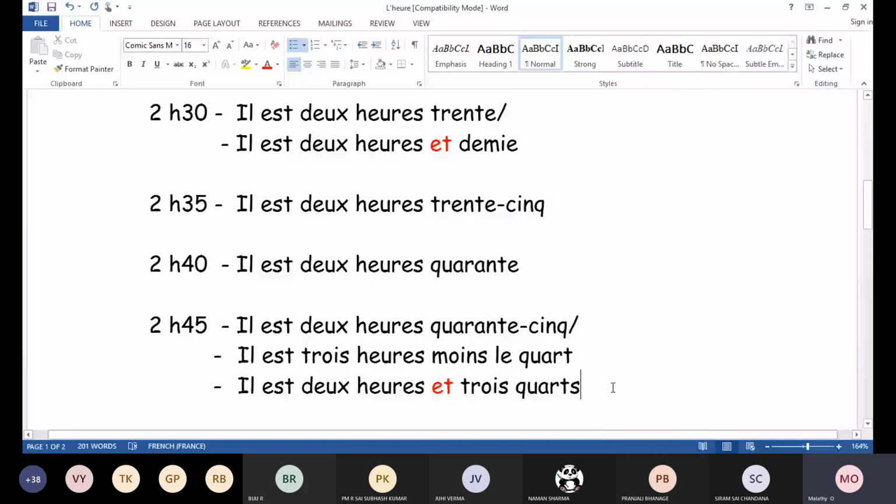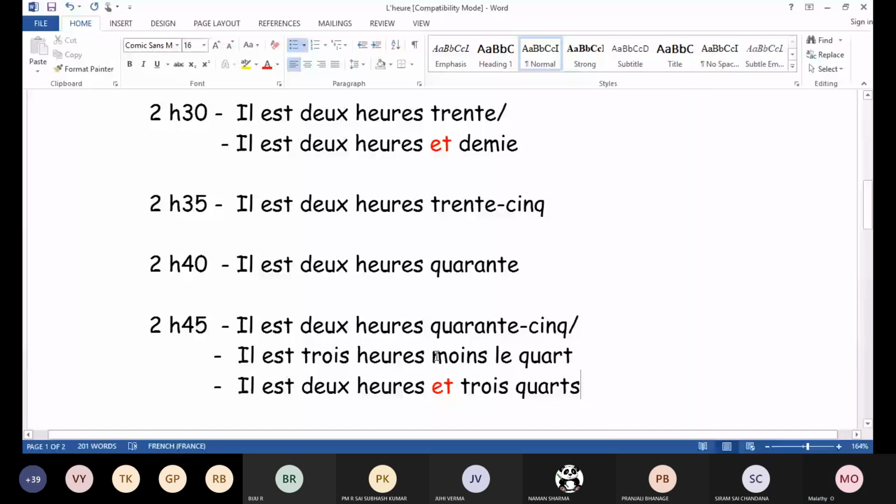So here 2:45 is expressed as il est deux heures et trois quarts, 2 hours and 3/4. The other ways are simply saying it as 45, il est 2h45, or il est 3h moins le quart. Like you say quarter to 3, here you say it beforehand, less. Moins means less. So it's 3 hours less the quarter. You don't say past here, instead moins, less quarter.